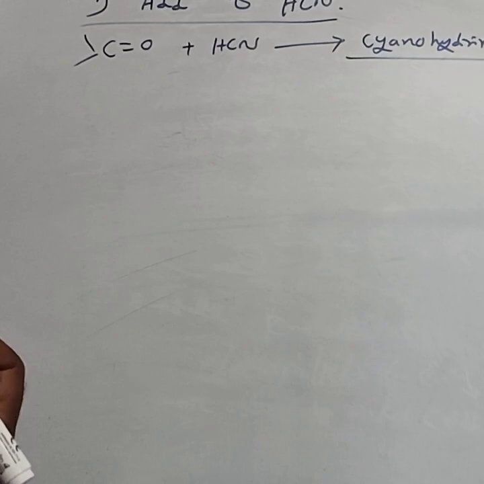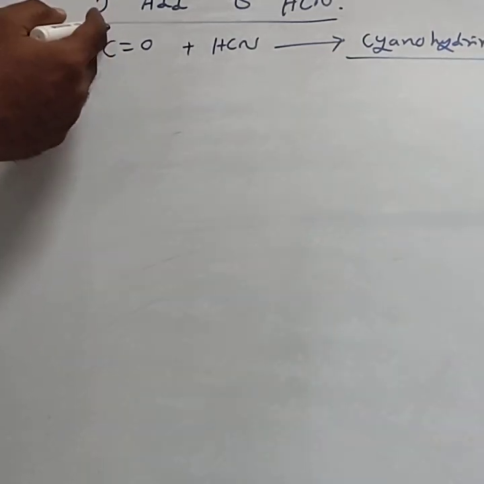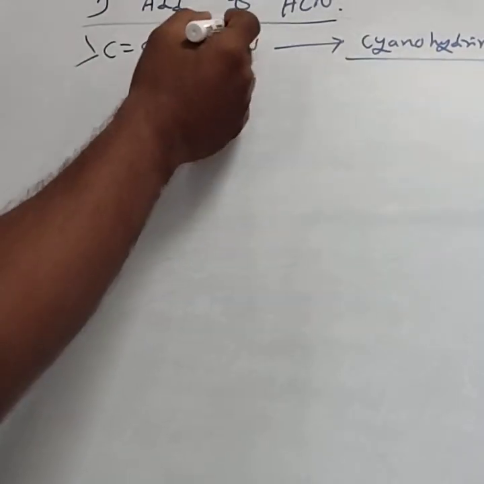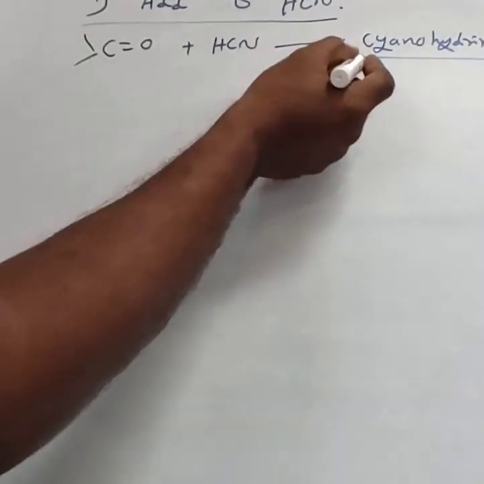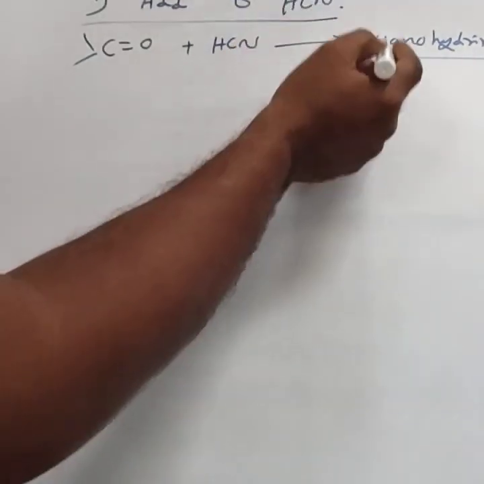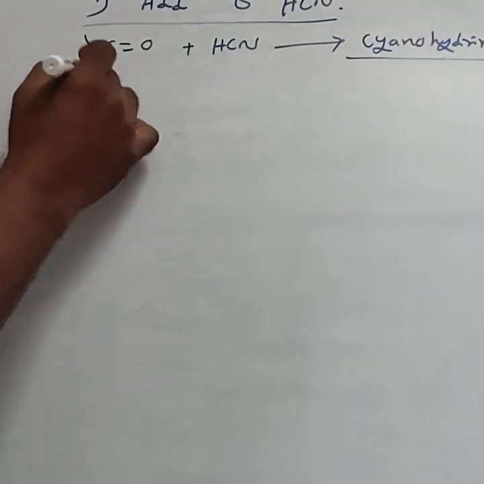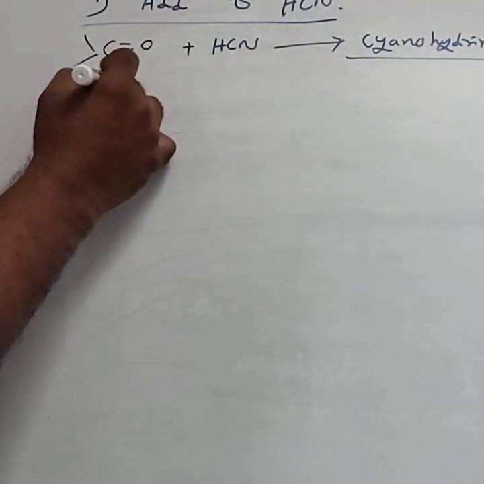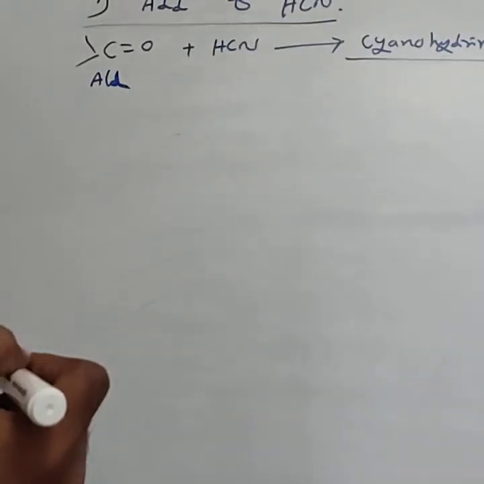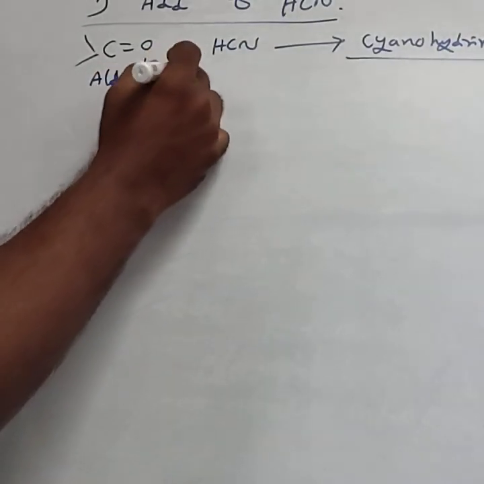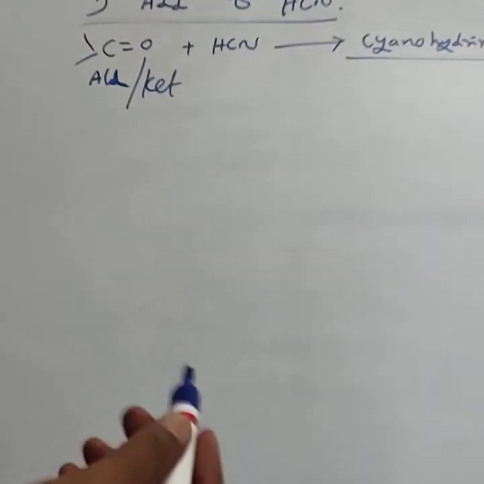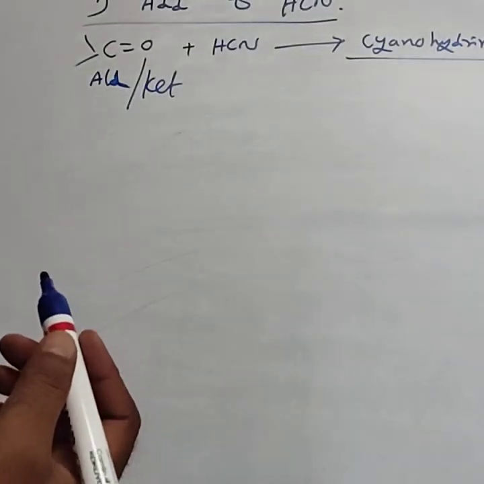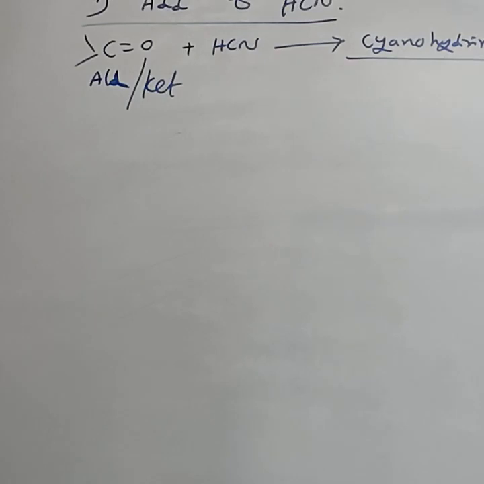Cyanohydrins are formed when aldehydes and ketones react with hydrogen cyanide. The product formed is the corresponding cyanohydrin. If you use an aldehyde, then the product is aldehyde cyanohydrin. If you consider a ketone, then the product is ketone cyanohydrin. For this one, you have to write the mechanism also. This is very important.